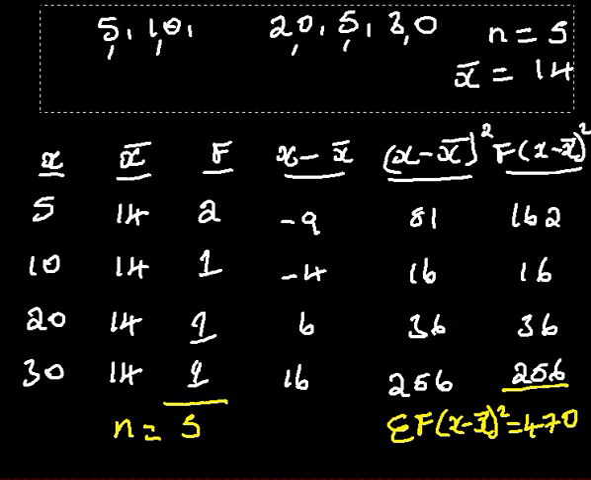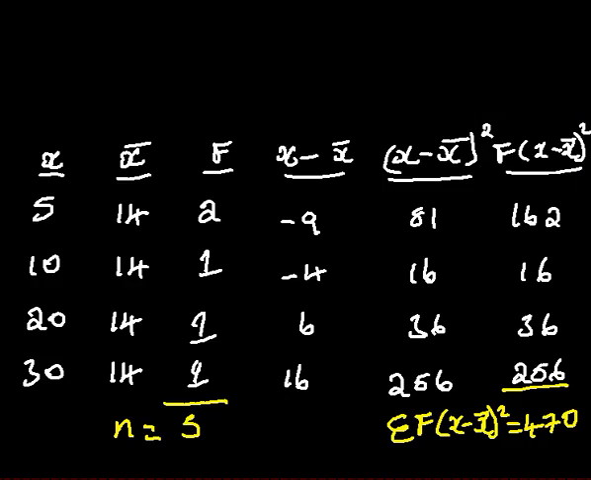So what do you think would be the variance? In this case, the variance, which is sigma squared, will be given as 470 divided by 5. What is that divided by 5? We have it as 94. So that is what we get as the variance.